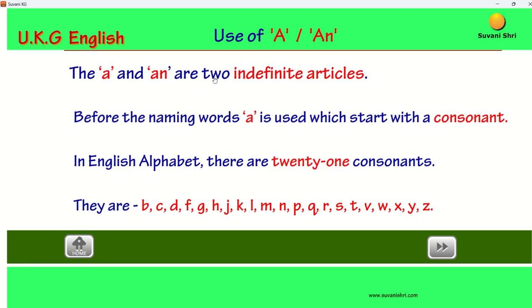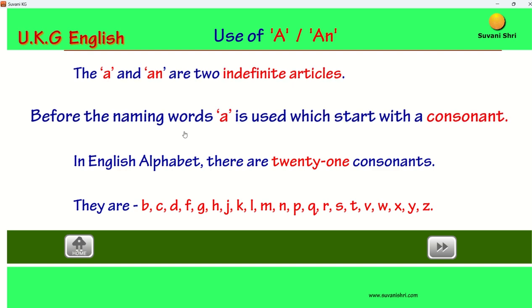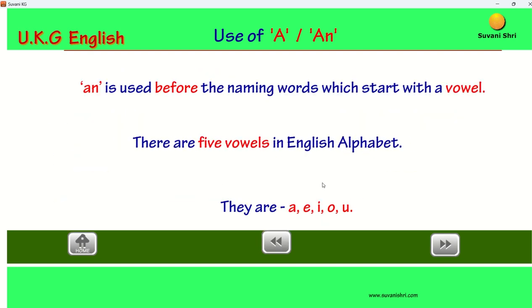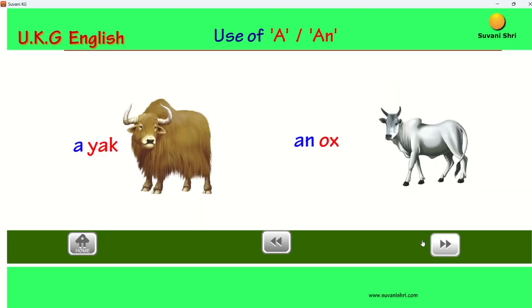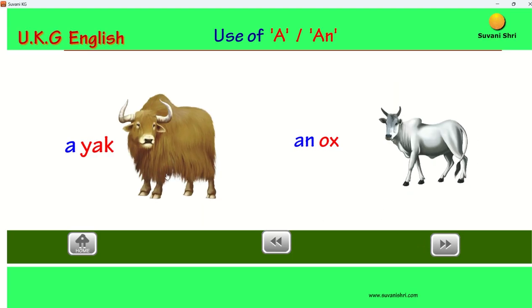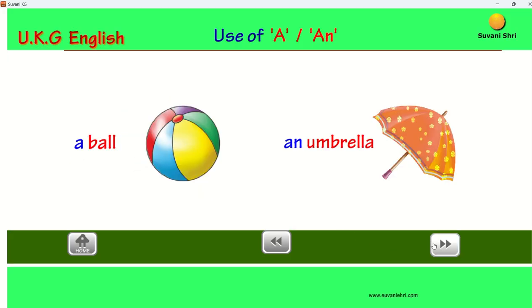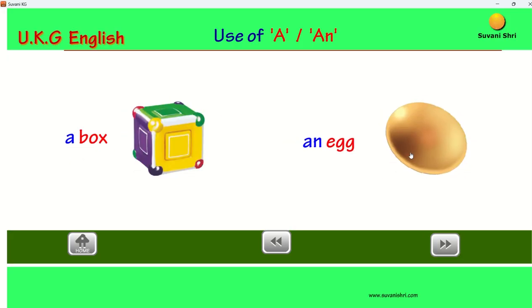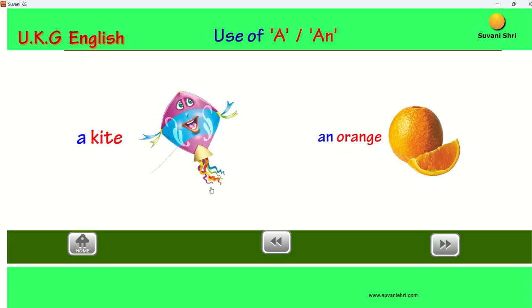The a and an are two indefinite articles. There are 5 vowels in English alphabet. An ox. A yak. An egg. A kite. An orange.